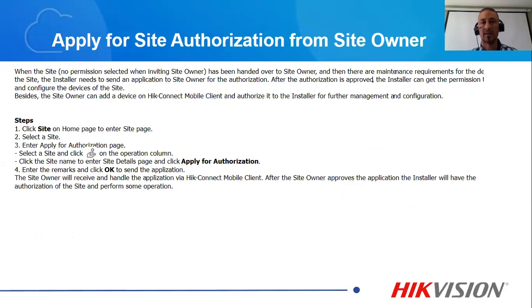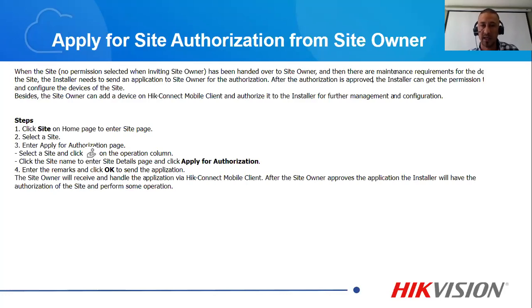Also, this is the application for authorization for site owner. It just gives us the physical steps. So we just click on the physical home page. We click on the site. We enter and apply for the page. If you look, there's the hand again. What does the hand say? That the site needs to now be handed over to the physical client.